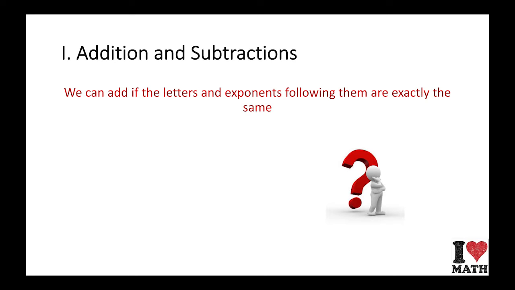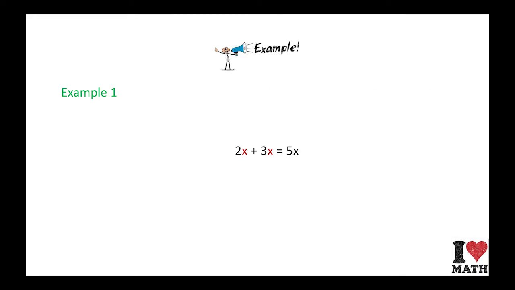So here we go, addition and subtraction. It's really important to know that we can add if the letters and the exponents following them are exactly the same. And here's the first example: 2x plus 3x equals 5x, because you have the same letters. You have x and then x in the second group, so that's 5x.